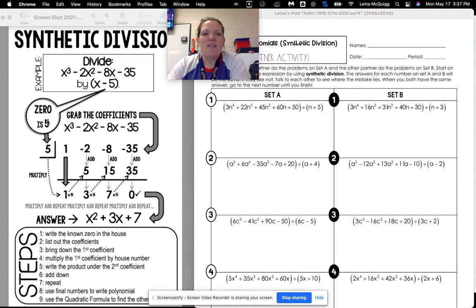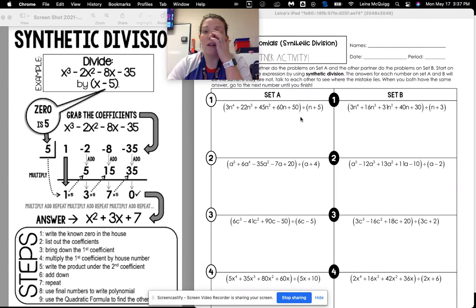So you should have these notes posted, and then the assignment is right under it. This gives you step-by-step how to do synthetic division. I think the best way to do it is just to jump in, so I'm going to show you how to do that. I'm going to work problem number 1 with you. Actually, I'll probably do 1 and 2, or both number 1s.